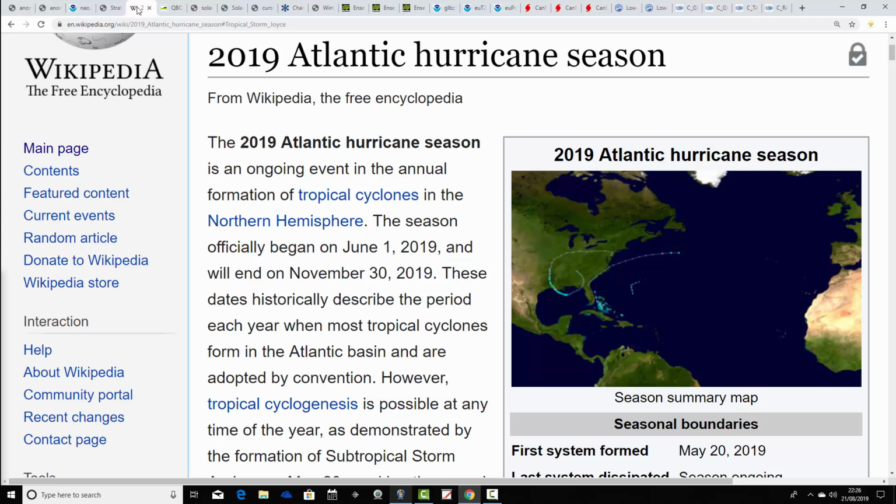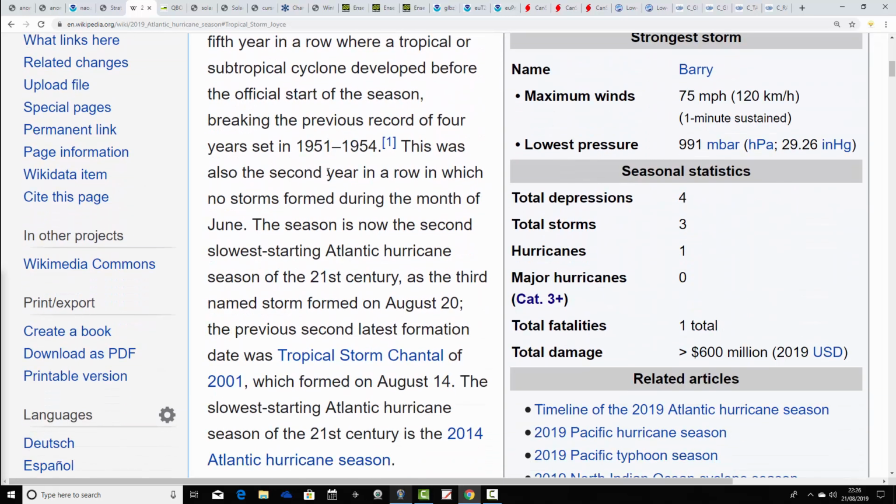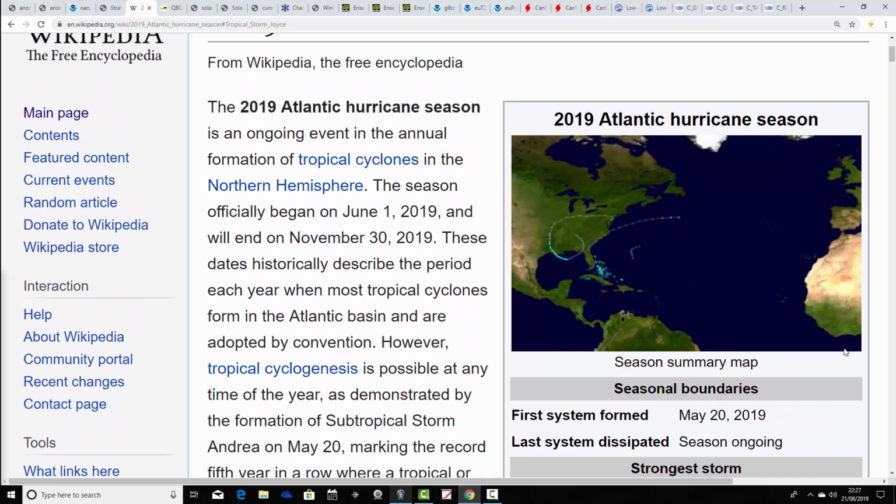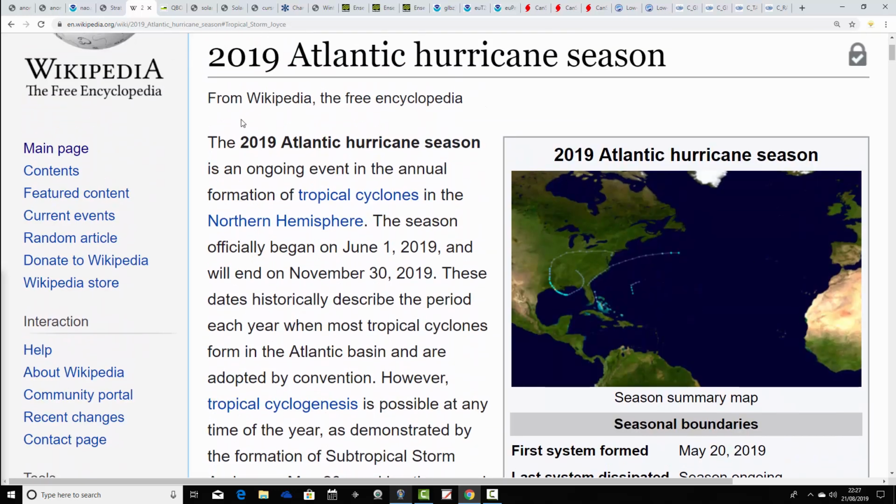This is the 2019 Atlantic hurricane season page from Wikipedia, and at the moment, a very weak Atlantic hurricane season. We've only had, let's have a look at the scores on the door. So at the moment, we have only had 4 depressions, we've only had 3 storms and 1 hurricane. So it has been quite a quiet and fairly modest start to this hurricane season.